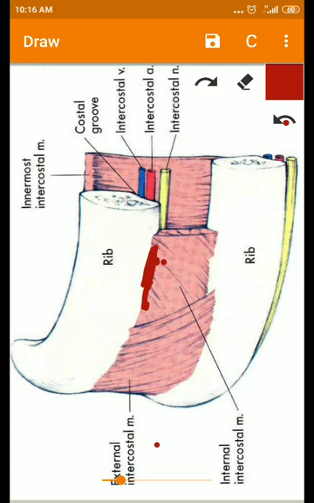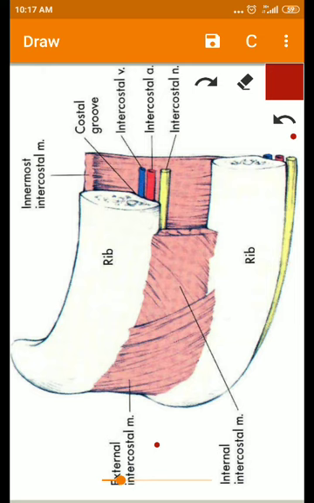Now we'll see the directions. So how will the fibers move? In this, the fibers are moving upwards, forwards and medially. So this is the direction of internal intercostal muscles: upwards, forwards and medially. So this is about the internal intercostal muscle. This muscle is also supplied by the intercostal nerves.